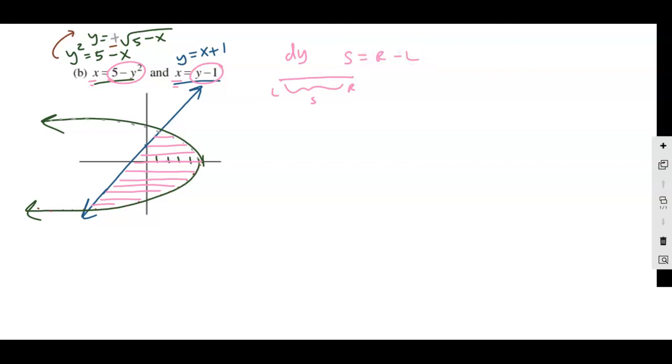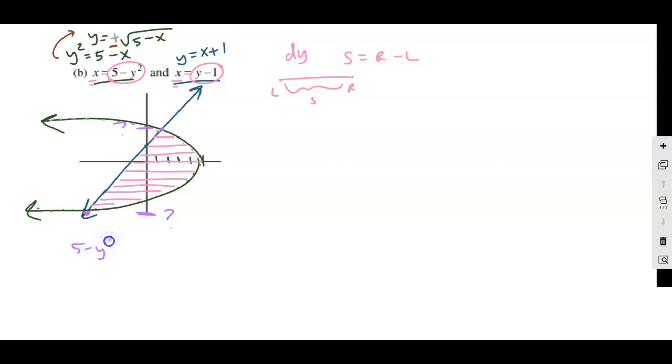Okay, so here we go. We're going to need to find the intersection points. I need to know what this bottom value is. So I'm going to end up integrating from that bottom value up to the top one. And then what I'm integrating is right minus left. So let's set these things equal and find the intersections.